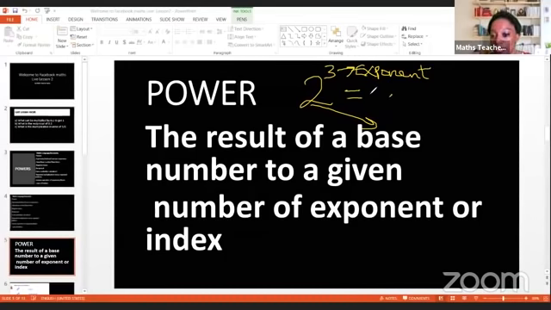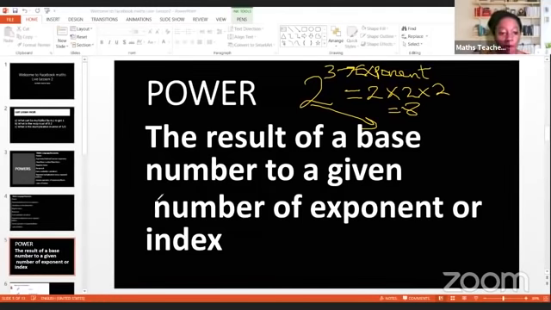You know that this means 2 times 2 times 2, and that would mean 8, because 2 times 2 is 4, 4 times 2 is 8. Please don't make the mistake of thinking 2 to the power 3 is 2 times 3. No, it's not. It's 2 times 2 times 2, which is 8. And so that's what power is. The 8 is the power in this case.